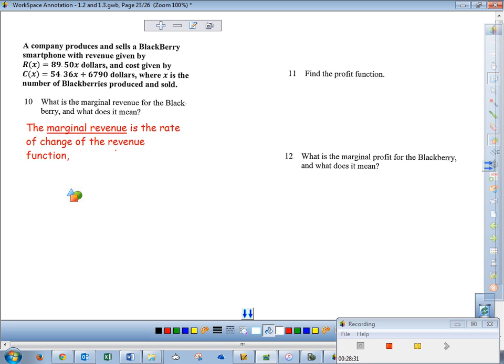And when I say rate of change, another word for that is what? The slope of the revenue equation. So you have to go find your revenue equation, which is R of x, correct? And what's the slope in that particular equation? 89.50, which is 89.50 per unit sold. The marginal revenue is your rate of change, a fancy way of saying what's the slope. And in this case, it's 89.50 per unit sold.